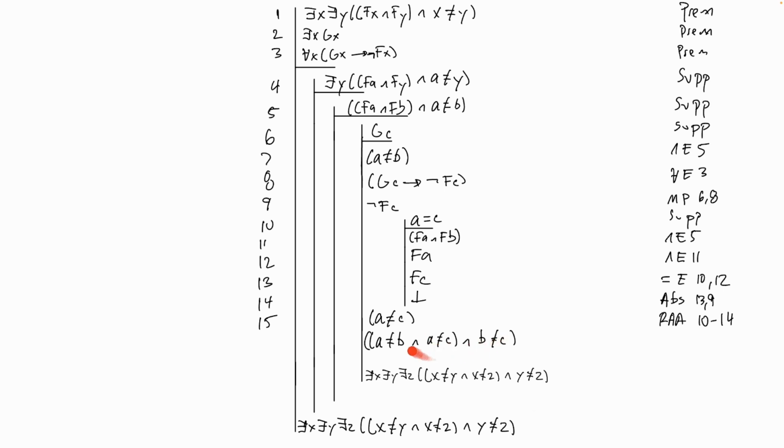We'd have all 3 of our conjuncts. We could use existential introduction 3 times to get this, and then existential elimination once, twice, 3 times to get this, and our proof would be done. So I won't go through writing out all of those steps, but that is how you would complete this proof.